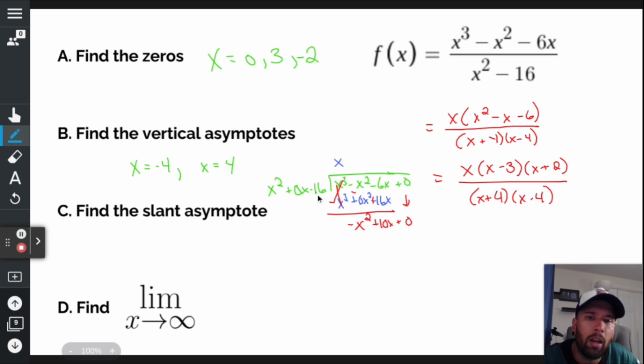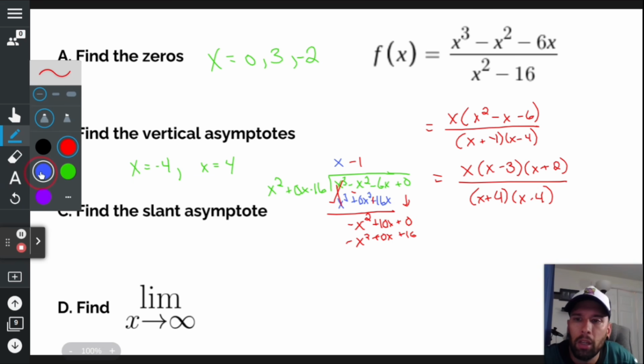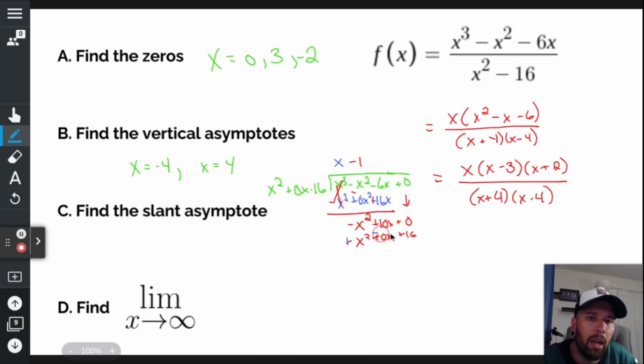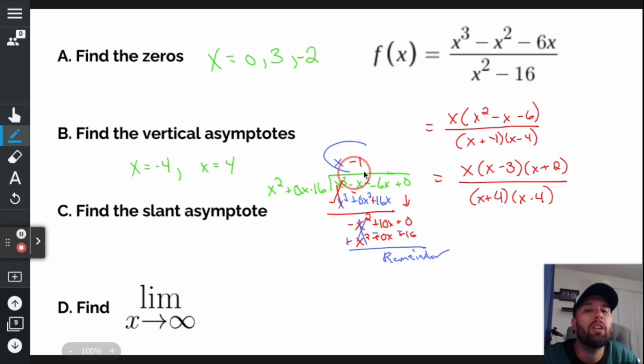X squared times what is negative x squared? Negative 1. Negative 1 times x squared is negative x squared. Negative 1 times 0 is 0x. Negative 1 times negative 16 is 16. Flip the signs on everything because you're subtracting. You go away, and you're going to have some remainder. Now, who cares? Because this gives me the equation of the slant asymptote. So my equation of the slant asymptote is y equals x minus 1.